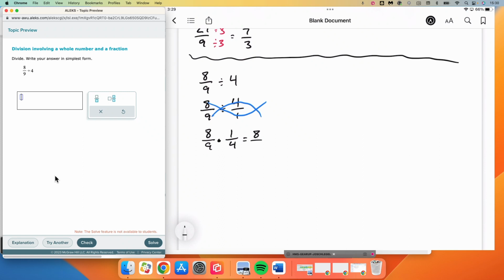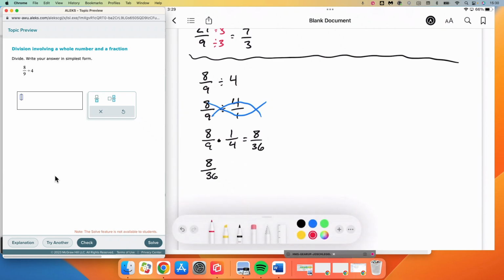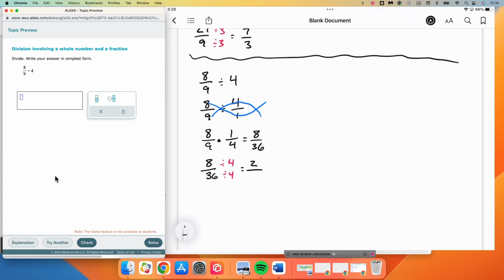8 times 1 is 8. 9 times 4 is 36. So we have 8/36. Both of those are divisible by 4. You could use 2, but it would draw the process out a little bit. 8 divided by 4 is 2. 36 divided by 4 is 9.